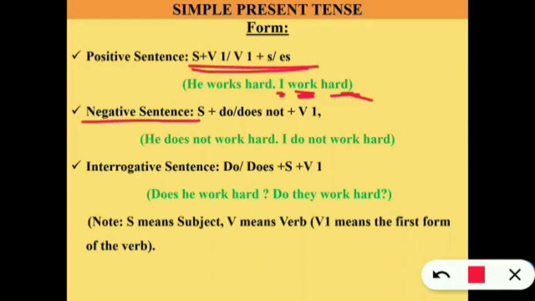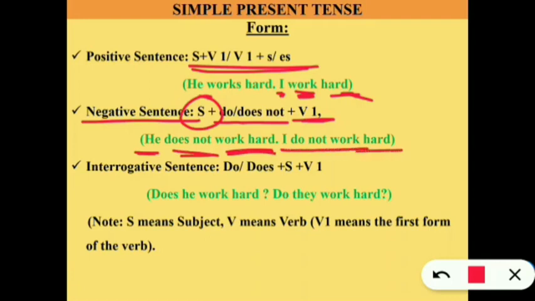In a negative sentence we use the subject and we just add do or does with not and verb 1. Let's see the example. He, the subject, does not work hard. I do not work hard. So in a negative sentence we have to use not along with the auxiliary verb. Next, let's move to the interrogative sentence. Do, does, we use in the front with the subject and verb 1.